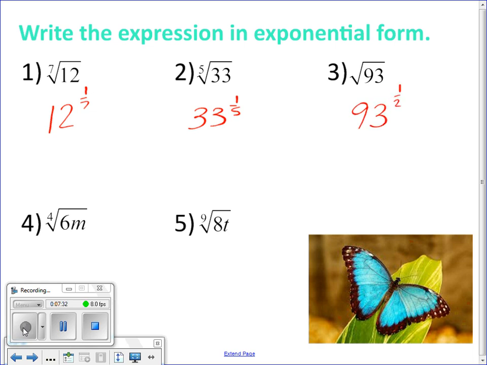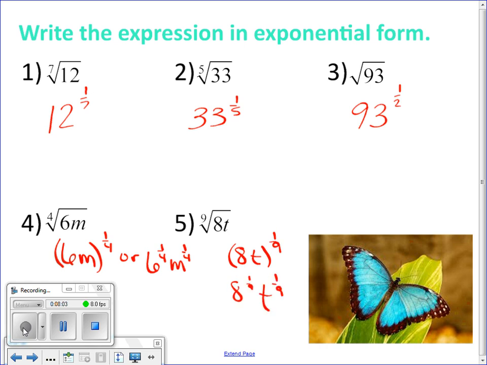9 to the 1/2. Number 4? You could have done parentheses to the 1/4 or 6 to the 1/4 m to the 1/4. Either way. This is easier for me, but either way is fine. And then number 5, 8t parentheses 1/9, or 8 to the 1/9 t to the 1/9. Either way. How are you feeling with that? Can we transition okay?